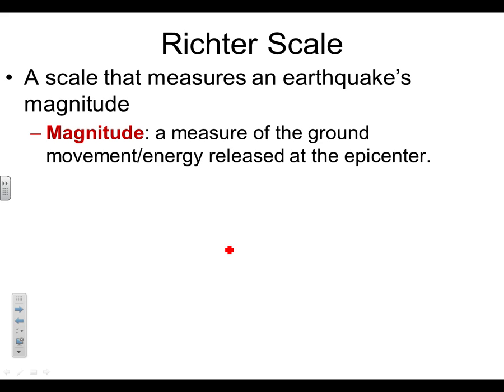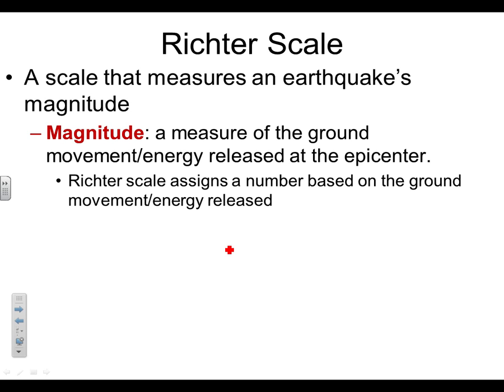So the Richter scale is a scale that measures an earthquake's magnitude. What's magnitude? Magnitude is a measure of the ground movement and energy released at the epicenter. Basically, ground movement and energy released, they're all tied together. The more energy released, the more ground movement there would be. The Richter scale assigns a number based on the ground movement or energy released, and we're going to be seeing those numbers coming up.